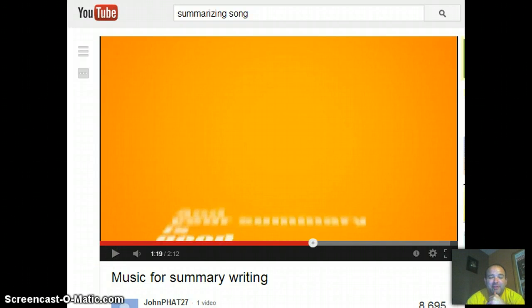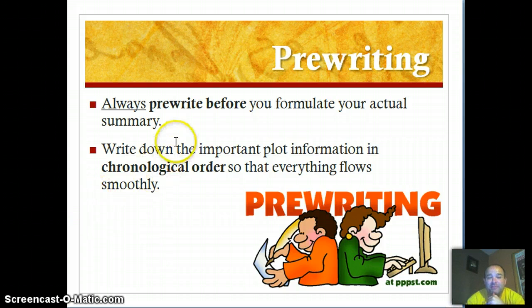Gonna go ahead and stop it there again because it covered what I wanted to say. Pre-writing is important. Always pre-write before you formulate your actual summary. And remember when we're summarizing nonfiction, it's kind of like the same thing. We've got to make sure we know the title and the author. We have to make sure we have the main events down. And one important fact about the main events, they have to happen in the right order.